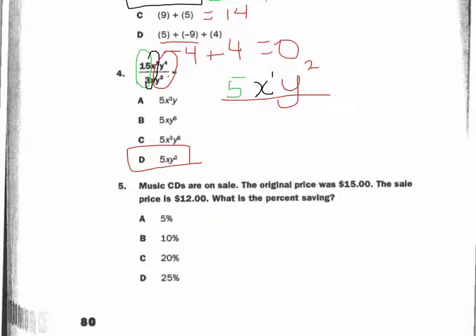Last question, number 5. Music CDs are on sale. The original price was $15, but the sale price is $12. So what is the percent savings? So how much is taken off? Well, if we do the math, it was $15, but it was $12 afterwards. That means you saved $3.